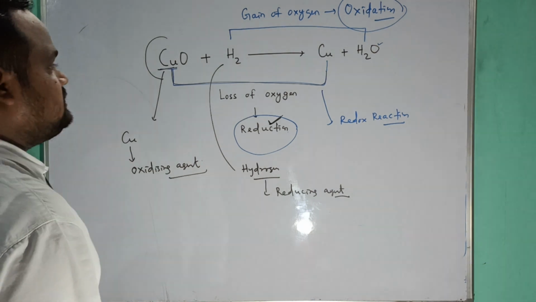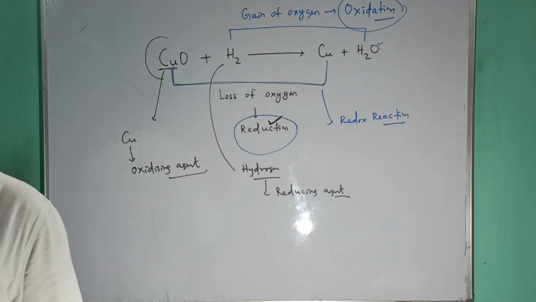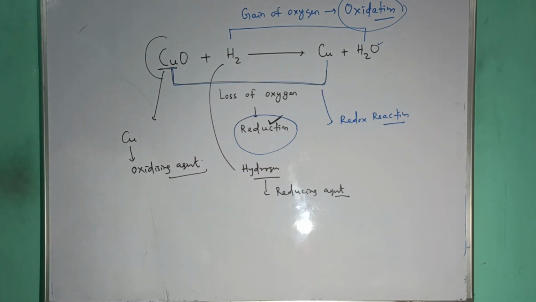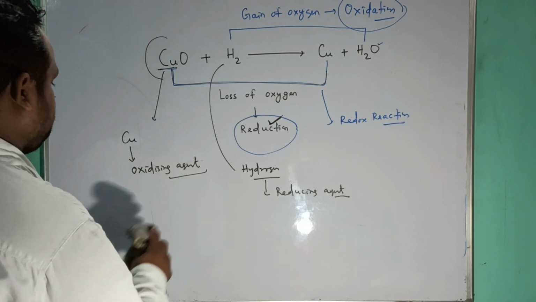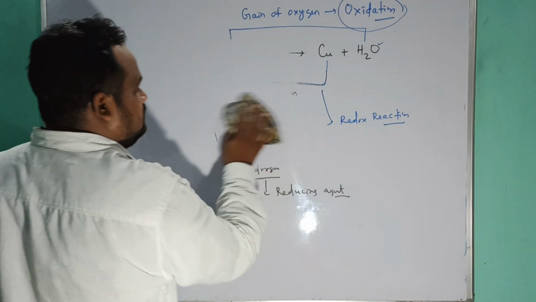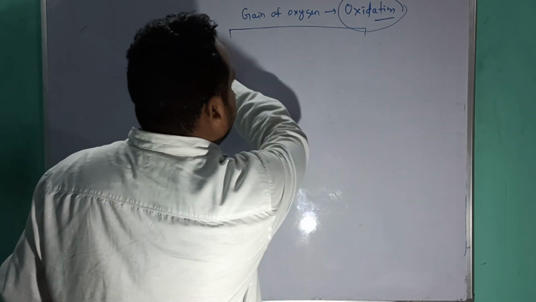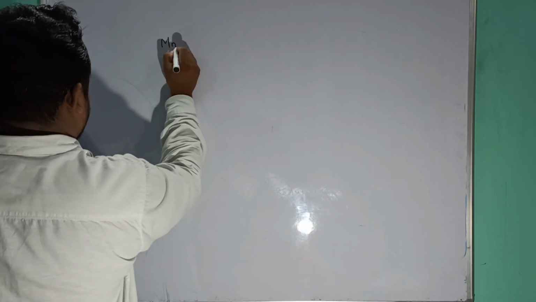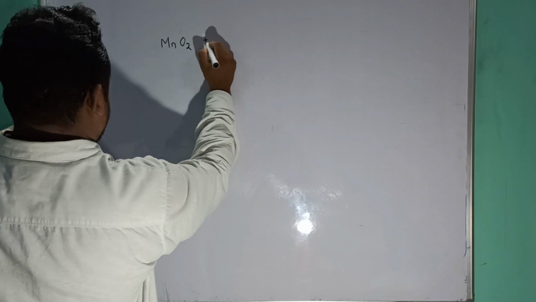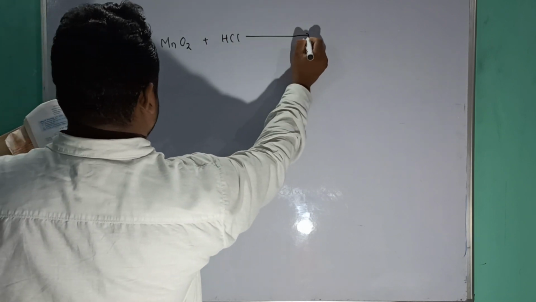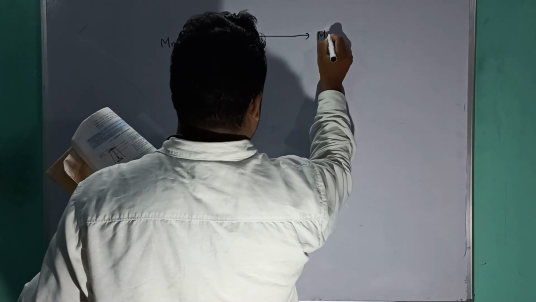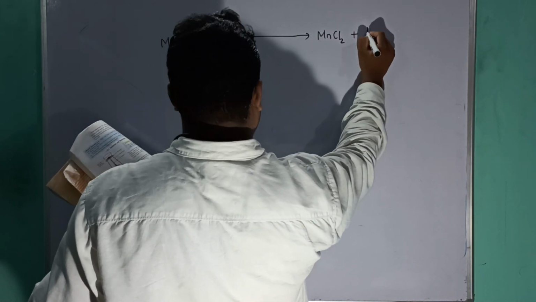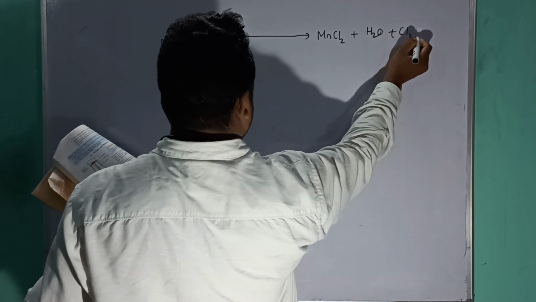We hope in the board exam the question will be based on oxygen, hydrogen loss and gain. So what happens if sometimes an oxygen, hydrogen loss and gain question is not there? So there is another method. Let's take one example. The example is like this: MnO2 plus HCl gives MnCl2 plus H2O plus Cl2.